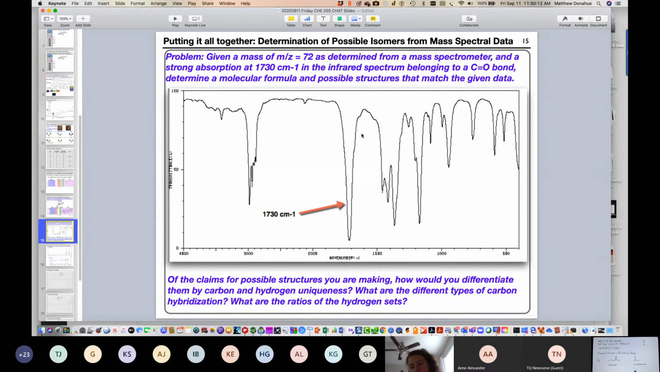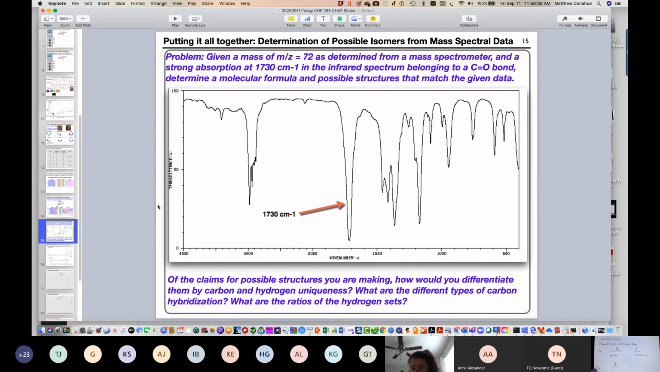We have this signal here, which belongs to a carbonyl. That gave us the clue there was one oxygen. We came up with the molecular formula C4H8O. We then proposed these. Can you guys see these different structures? These were our claims.